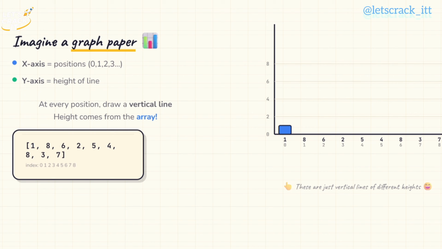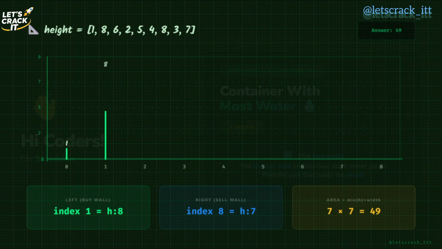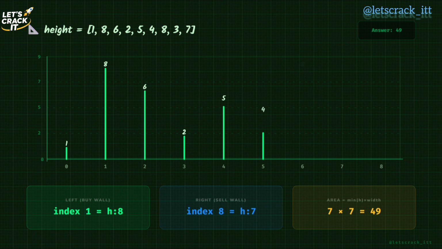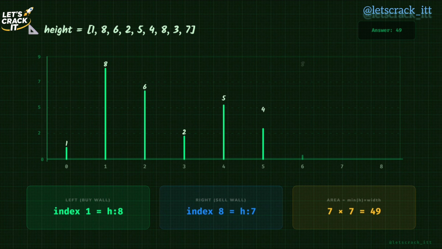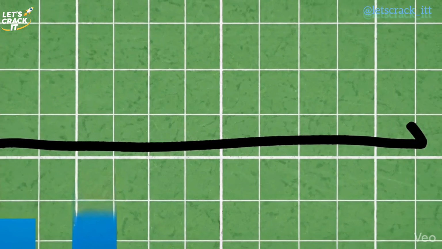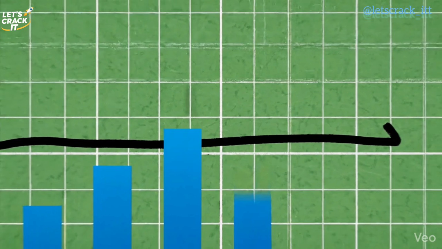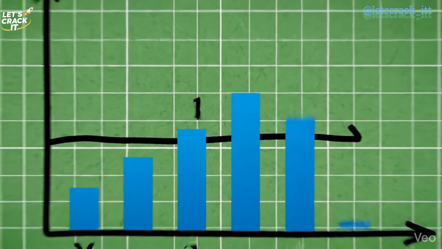Now, at every position, you draw a vertical line and the height of that line is given in the array. So, if the array is like this, that simply means at position 0, height is 1, at position 1, height is 8, at position 2, height is 6, and so on. So basically there are just vertical lines of different heights.